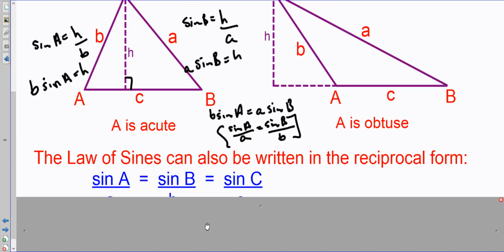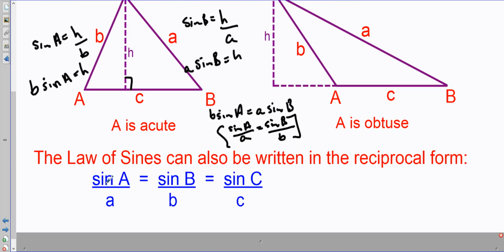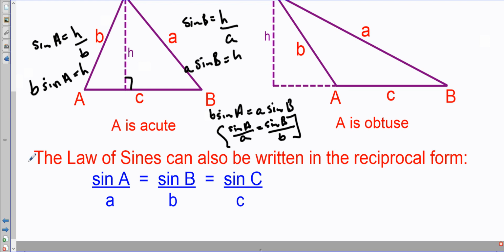Normally I use the law of sines like this, as the reciprocal: the sine of an angle A over a equals the sine of angle B over its opposite side b, and that equals the sine of C over c. This is what the law of sines is. That is the equation we're going to be using. In the next videos, we're going to go through and use it to solve an oblique triangle. All right, so you can look forward to the next videos.